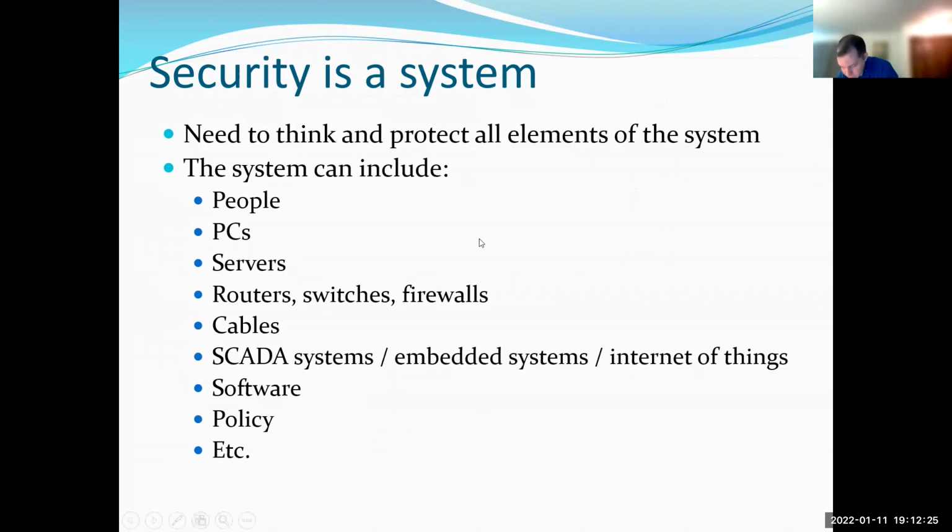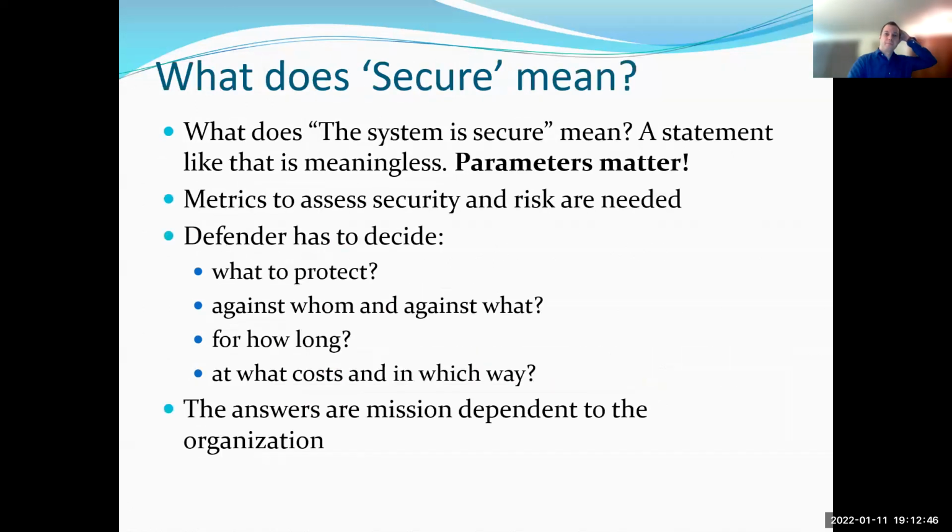So to conclude, security is a system, so you need to think about and protect all elements of the system. The system can include people, PCs, servers, routers, switches, firewalls, cables, SCADA, embedded systems, IoT, software policies, etc. So it's a lot of things, and all of it has to be looked at carefully.